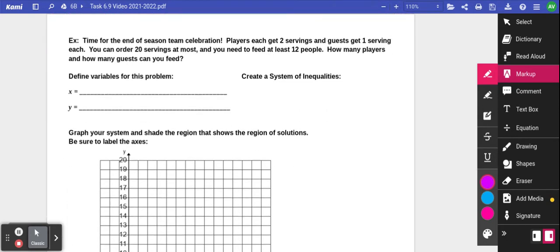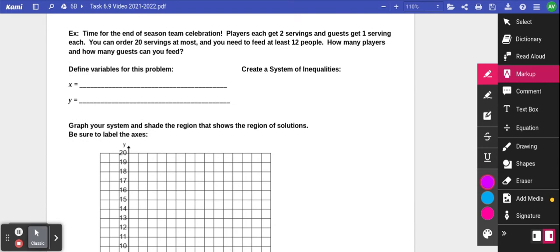The last thing we're going to do today is go ahead and talk about a word problem. So it says here, it's time for the end of season team celebration. Players each get 2 servings of whatever they're having, maybe pizza or pasta, and guests get 1 serving. You can order 20 servings at most, and you need to feed at least 12 people. How many players and how many guests can you feed?